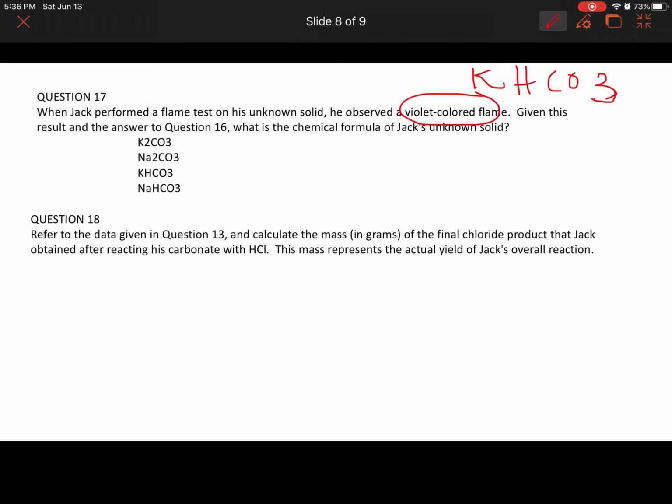Okay, refer to the data given in question 13 and calculate the mass of the final chloride product that Jack obtained after reacting his carbonate with HCl. This mass represents the actual yield of Jack's overall reaction. Remember the initial data that we got, and then calculate the mass of the final chloride product that Jack obtained after reacting his carbonate with HCl.